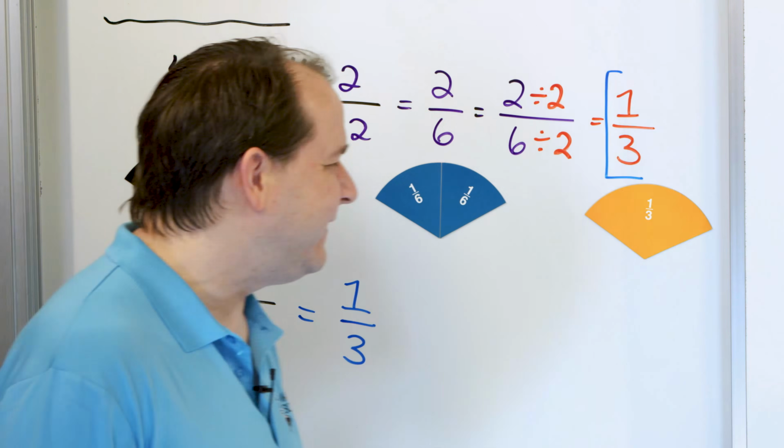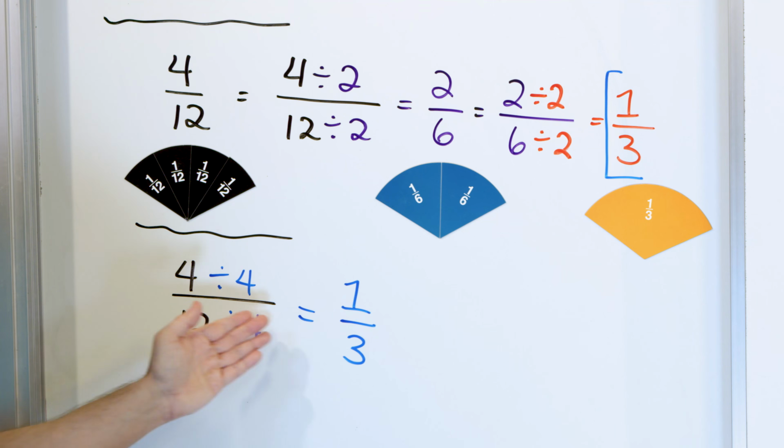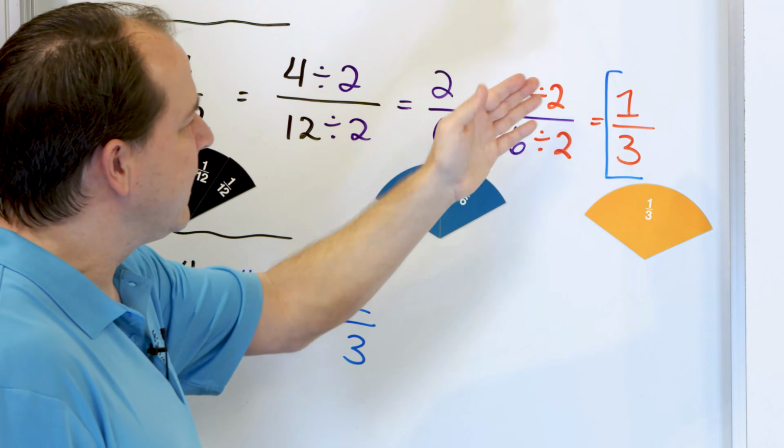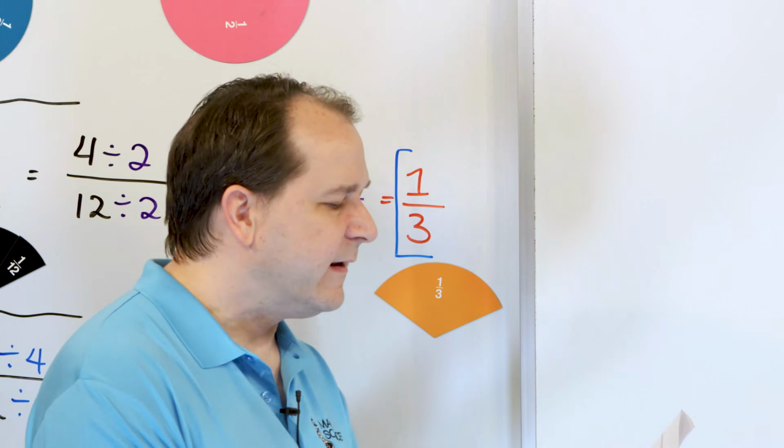So if you happen to see that you can divide by 4, awesome, do it. If you're not sure about that, but you know you can divide by 2, then just do it multiple times. That's fine with me too. To me, as long as you get the right answer, I'm happy.